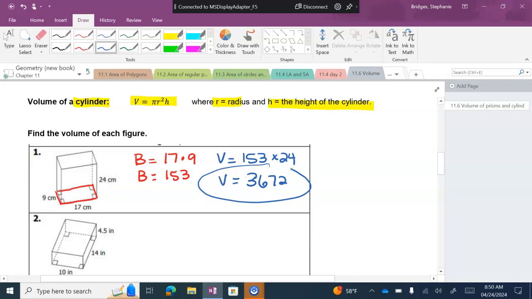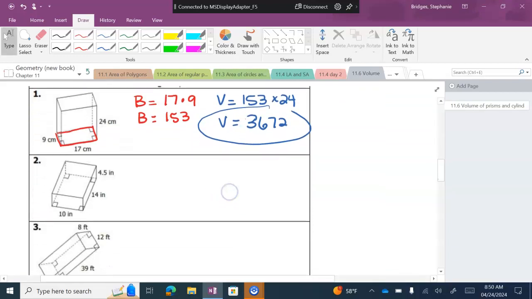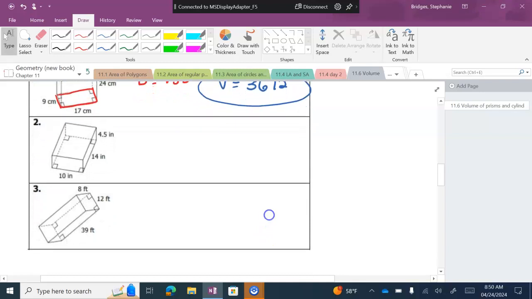That's all you've got to do? Yeah. Make a little bit of sense? So for the next one, you're going to do 14 times 10. Everybody go ahead and try 2. Actually, go ahead and try 2 and 3. I'll give you a couple minutes to do that.